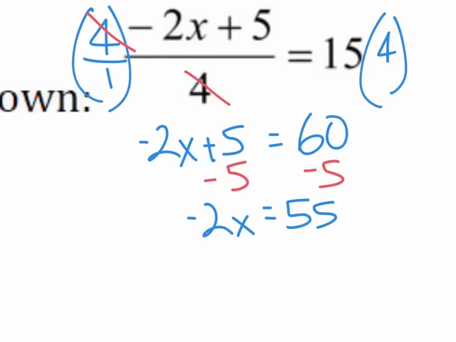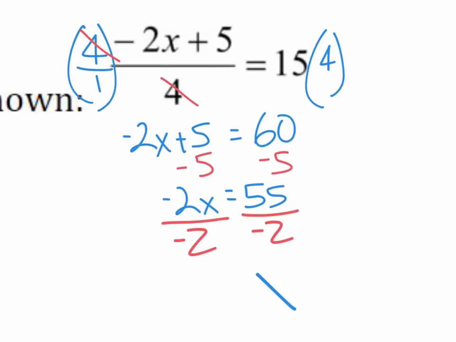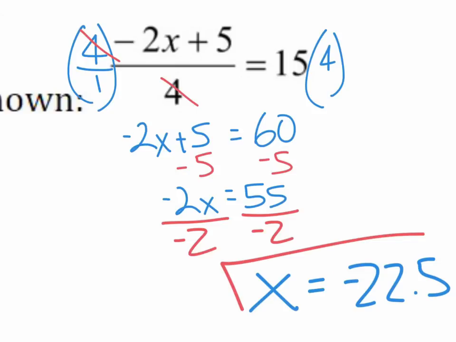And so how do we get x by itself? We're going to need to divide both sides by negative 2. And when we do, that's going to leave us with x being negative 22.5. This is our answer.